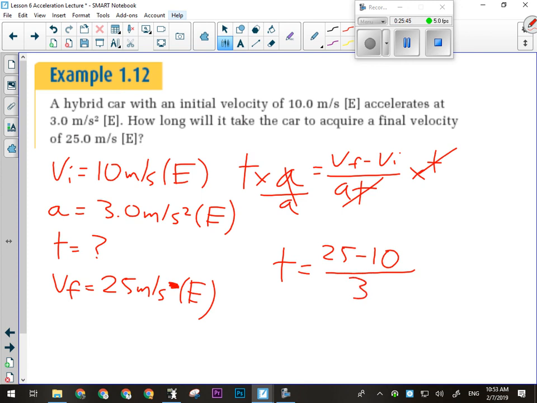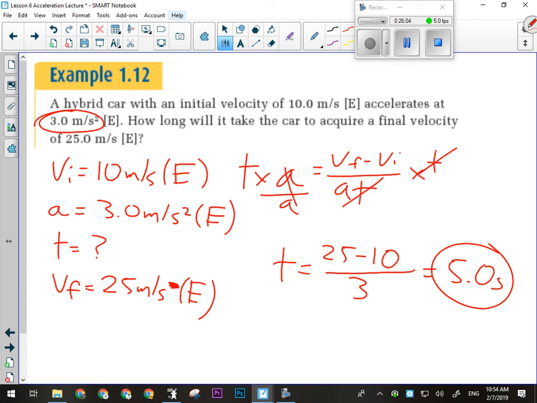So we got 15 over 3. That should take 5.0 seconds. And I have 2 significant figures because the acceleration was only given to 2 significant digits. All right, everybody follow what I did there?